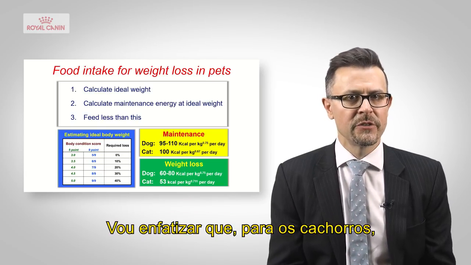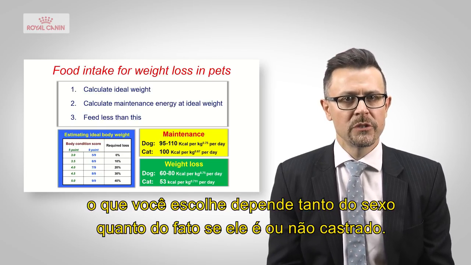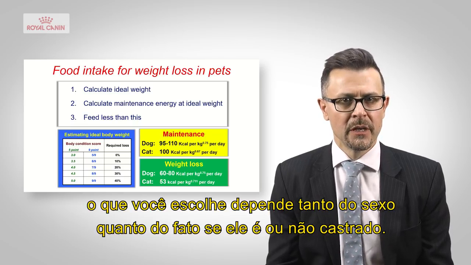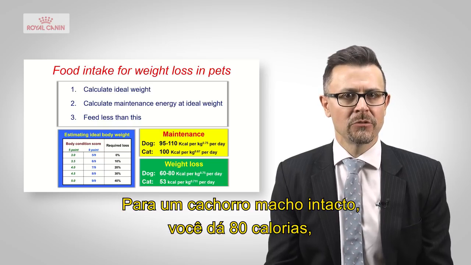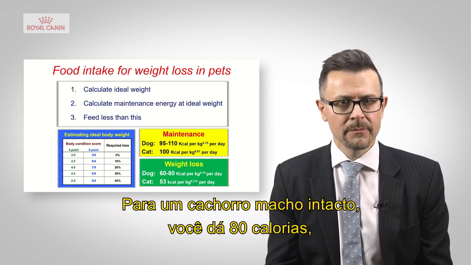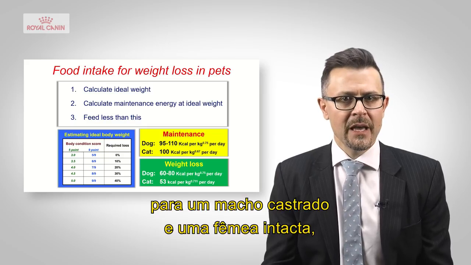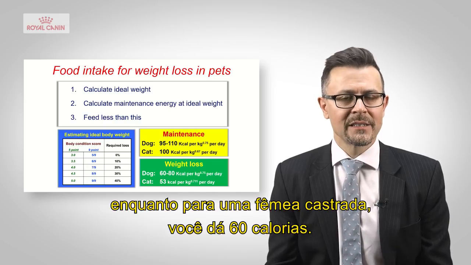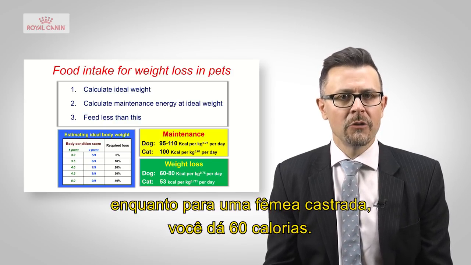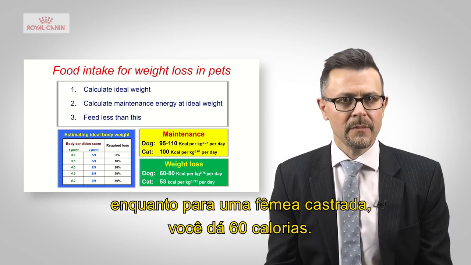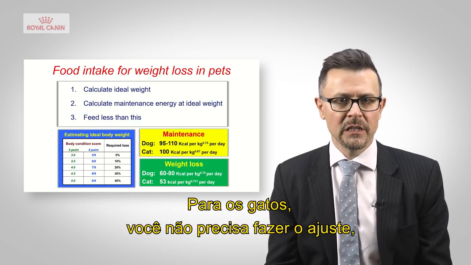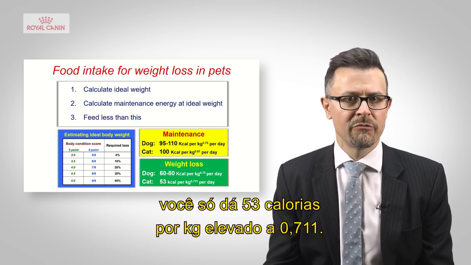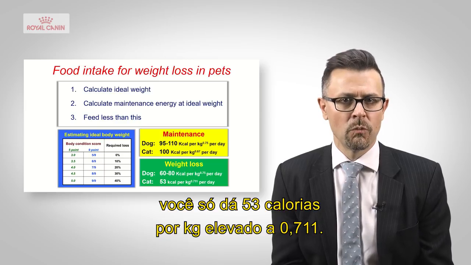I should emphasize for dogs, what you choose depends both on sex and whether or not they are neutered. So an intact male dog, you feed 80. A neutered male and an intact female, you feed 70. Whereas a neutered female, you feed 60. For cats, you don't need to adjust whether they're male, female or neutered or not. You just feed the 53 calories per kilogram to 0.711.